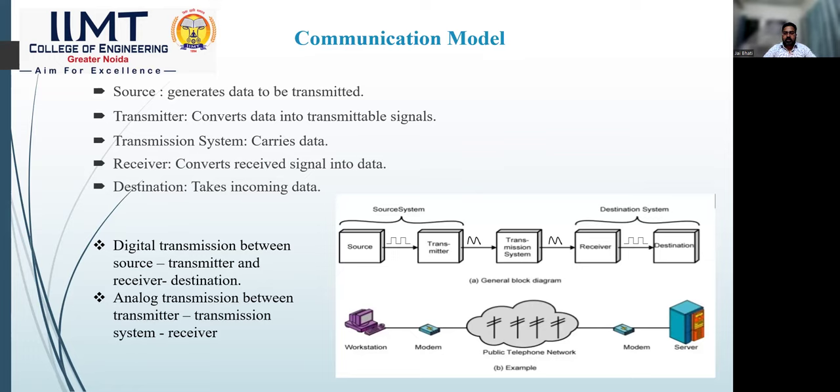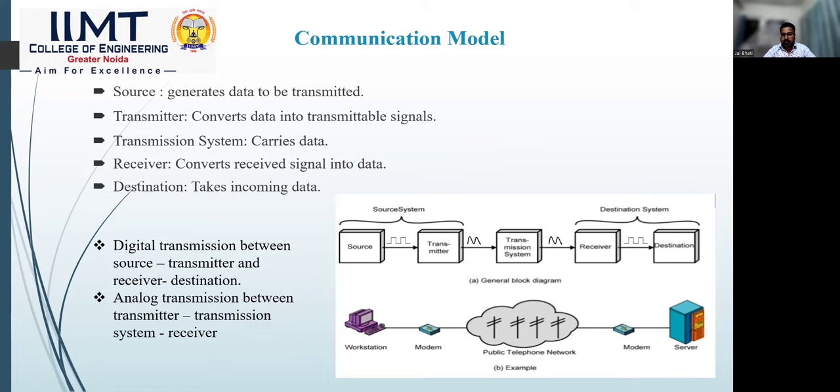The communication model has five major components. Source, that can be any node which generates data to be transmitted. Another one is transmitter, that receives the data from the source and converts the data into transmittable signals. Next one is transmission system, which carries the data signals from the transmitter to the receiver. The receiver converts these received signals into data, and the destination is the component which receives the incoming data.